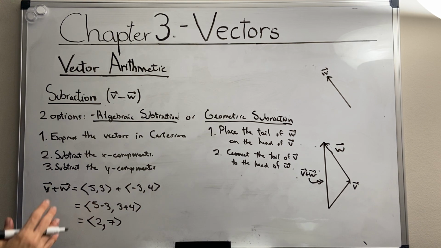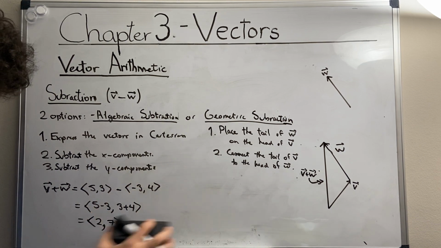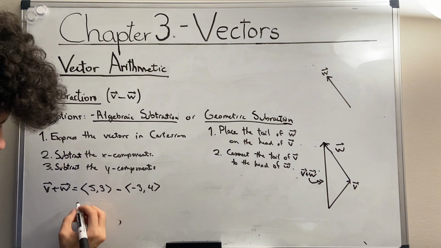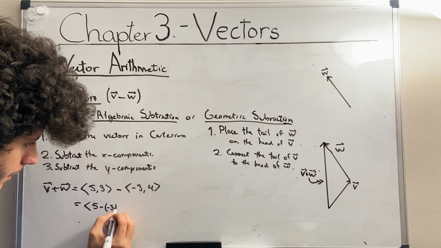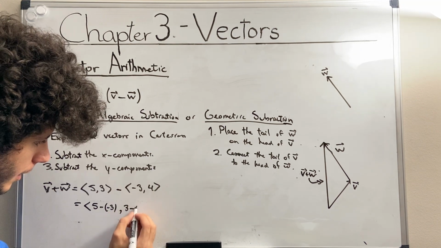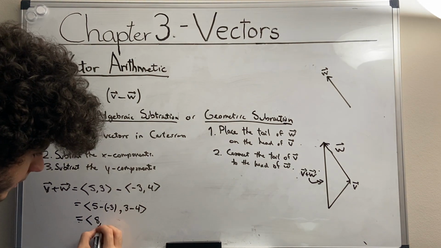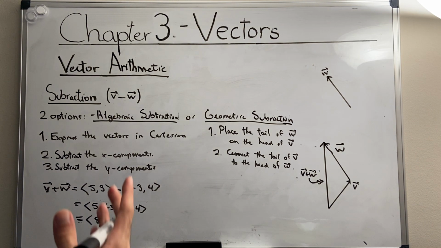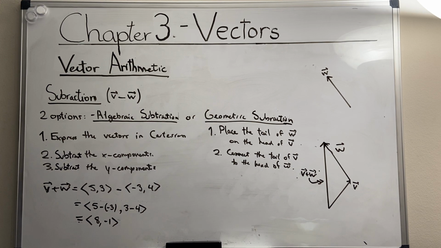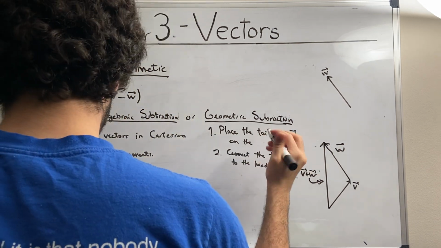So for this same given situation, imagine we swap this with a negative. Well then, let's erase this and go over it again. We would basically be doing 5 minus 3, comma, 3 minus 4. And what do we get? We would get 8, comma, negative 1. Right? And that's it. And then for geometric subtraction, again, we would place the tail of W on not the head, but the tail of V. Okay?